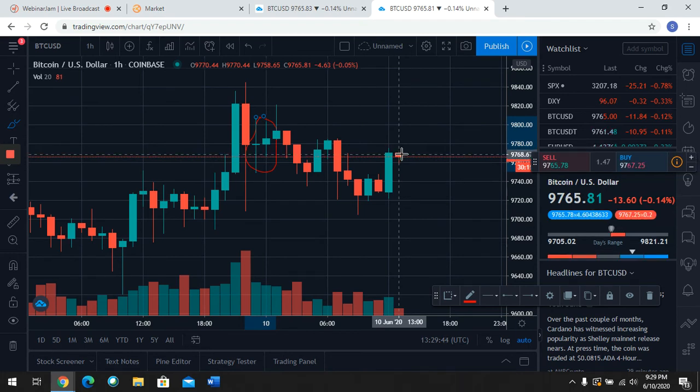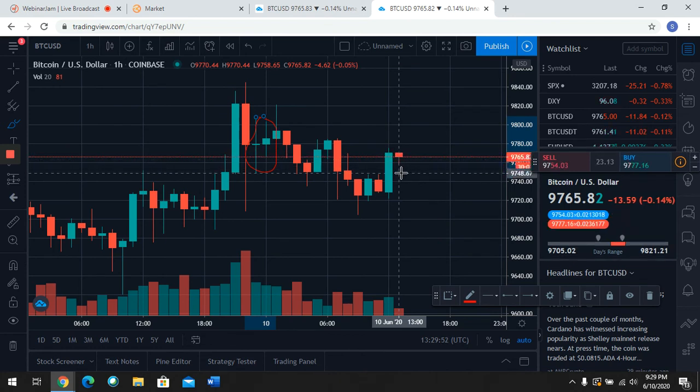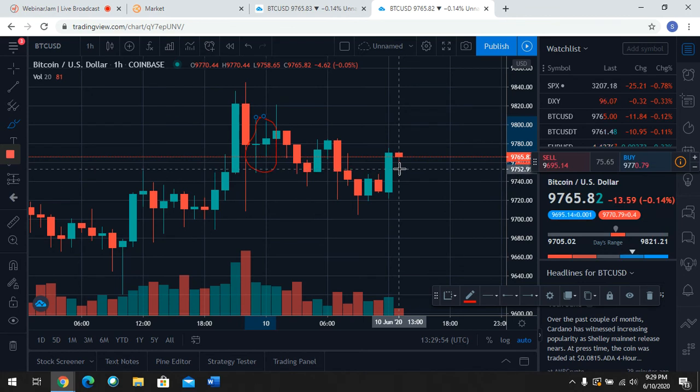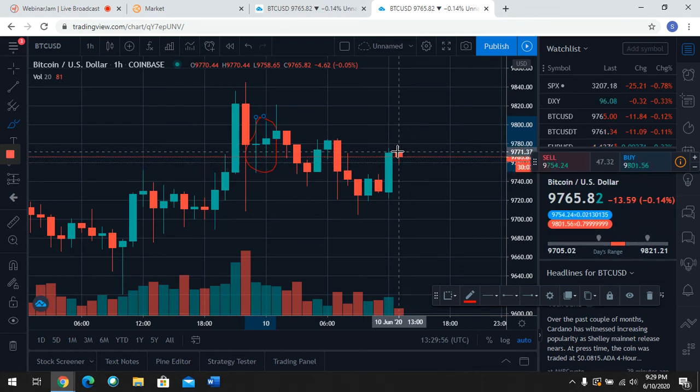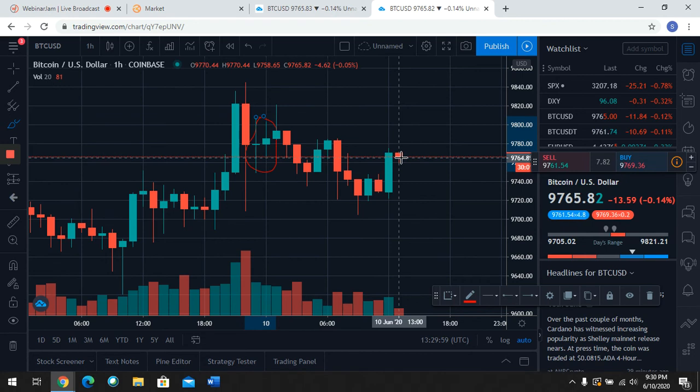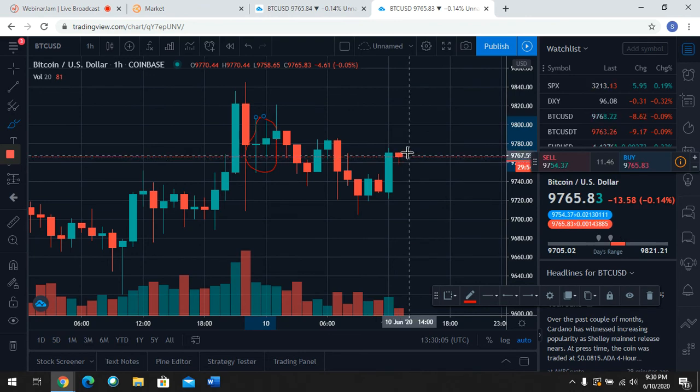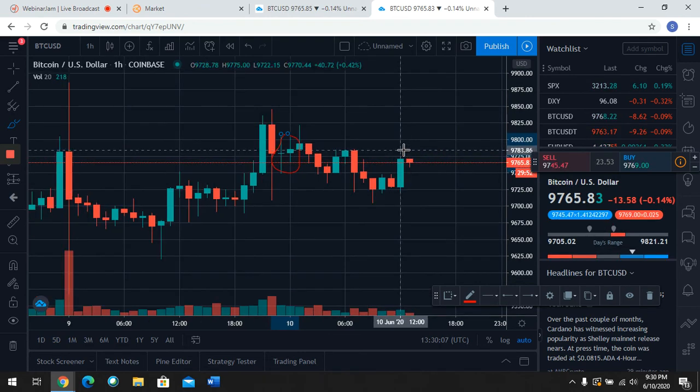Basically it opens lower, it went lower, 9770, and then it went as low as 9758.65, right? So let's see what's the next trend of Bitcoin at this current point of time, referring back to the line chart of resistance and support level we have drawn earlier.